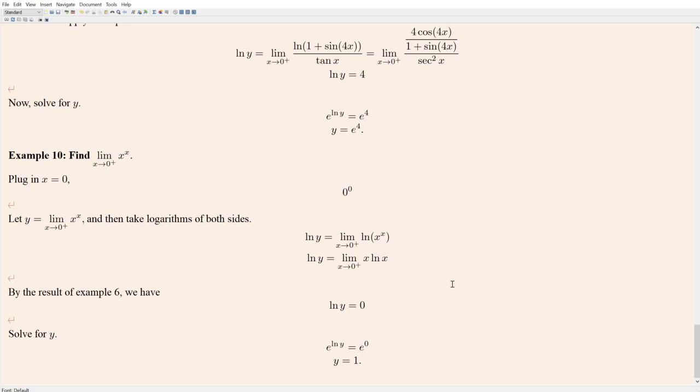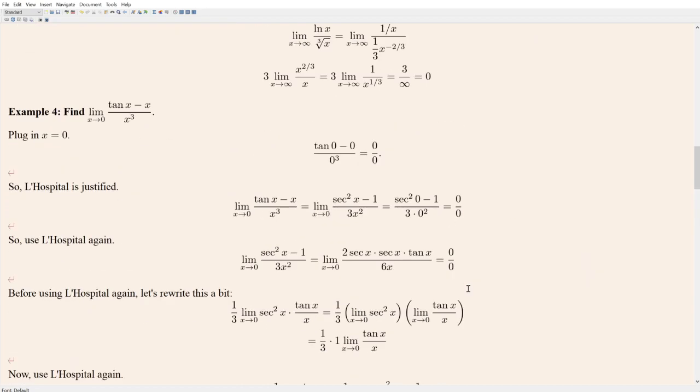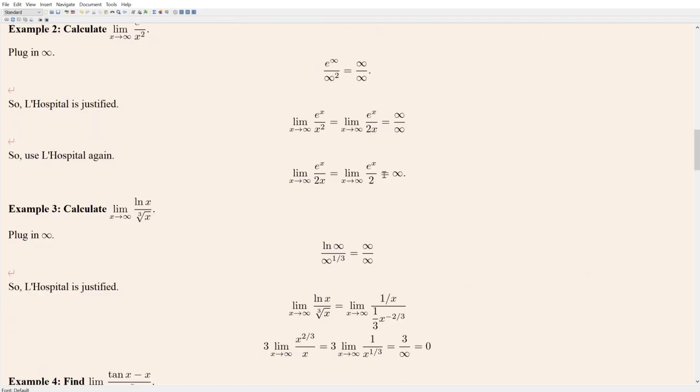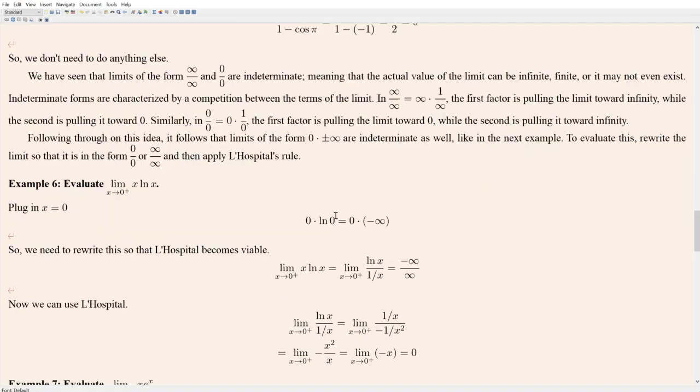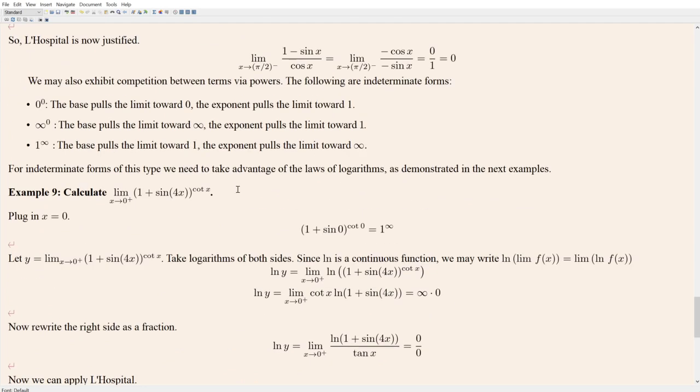Okay, so that's all for L'Hopital's rule. I think that covers all of the possible applications that you are likely to see. So, just as a review of all the indeterminate forms: infinity over infinity and 0 over 0, 0 times infinity, infinity minus infinity, and then these powers. Those are all the indeterminate forms that you can run into. And the strategy for each one is to rewrite it in such a way that L'Hopital becomes applicable. Yep, so that's it for this one.